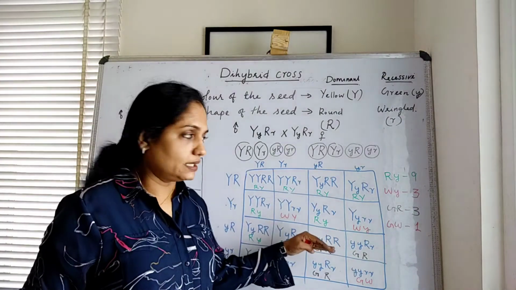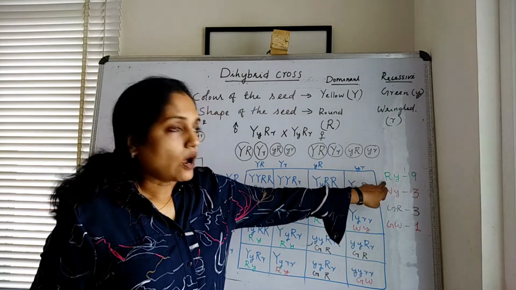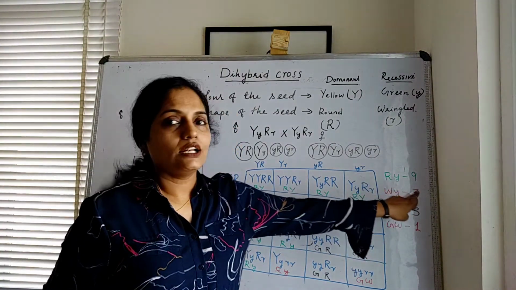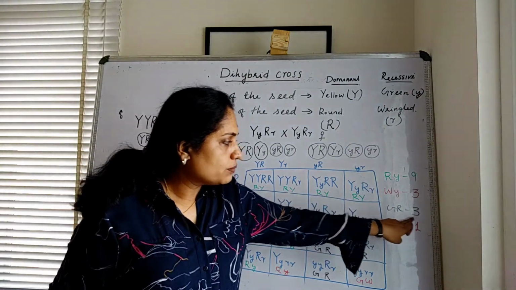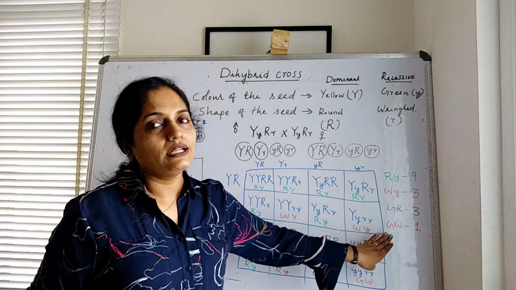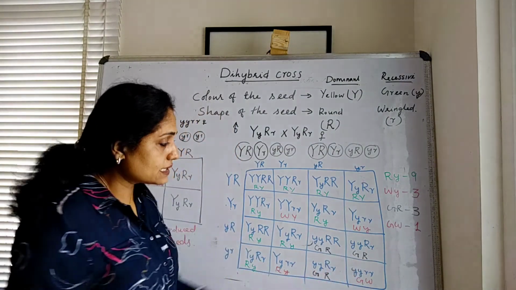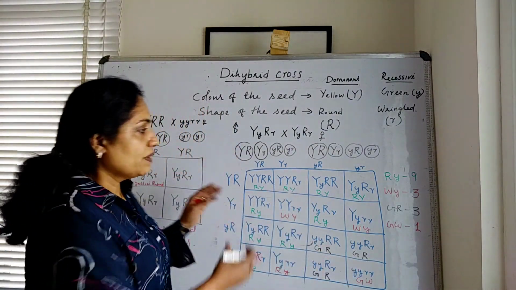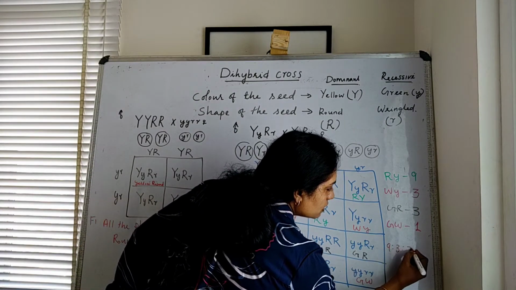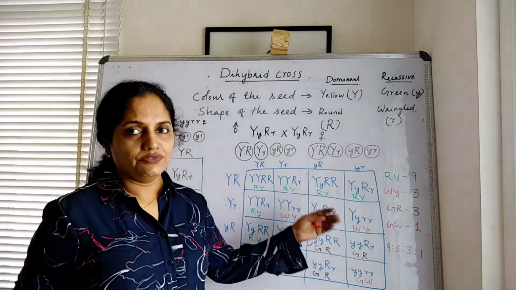16 progenies are there. Out of that, 9 of them produced round and yellow seeds, 3 of them produced wrinkled and yellow seeds, and other 3 of them produced green and round seeds, and 1 of them produced only wrinkled and green seed. So both the characters are recessive here. So Mendel got the ratio 9:3:3:1. This is the phenotypic ratio of F2 generation.